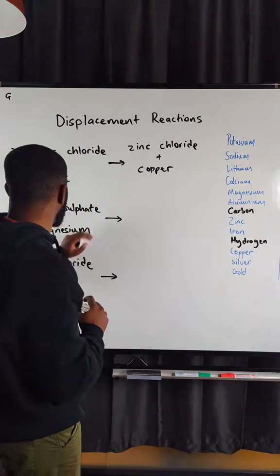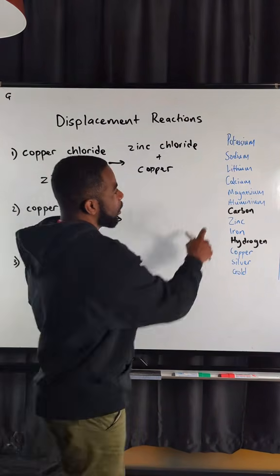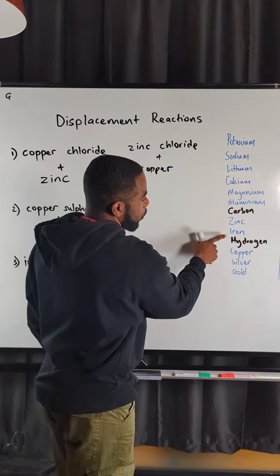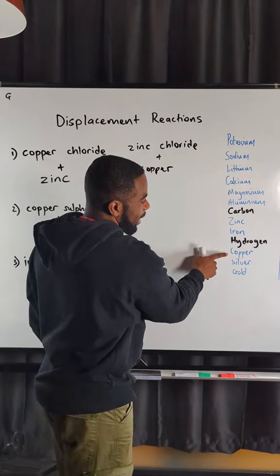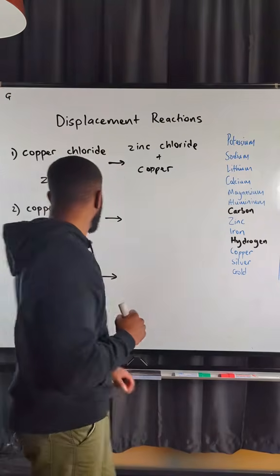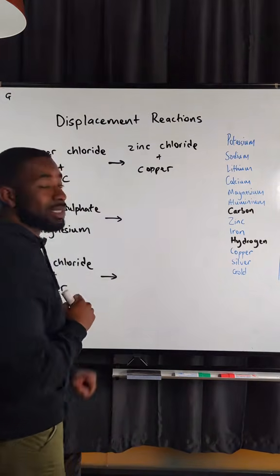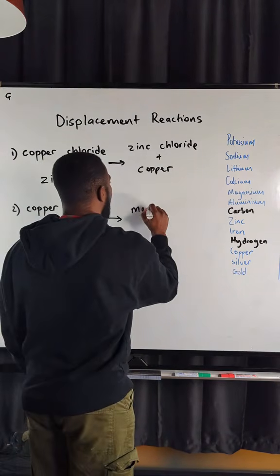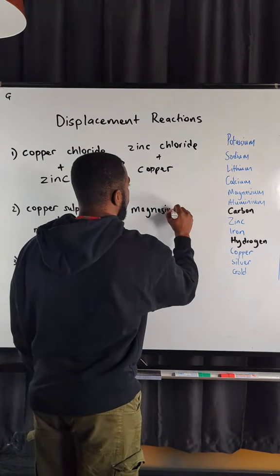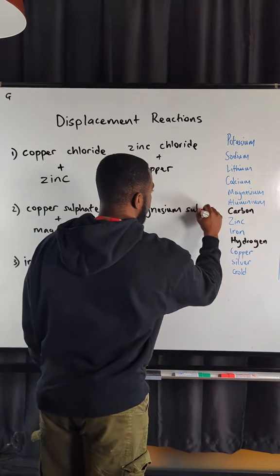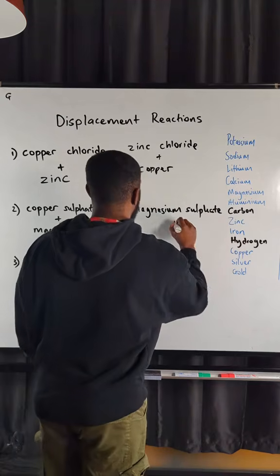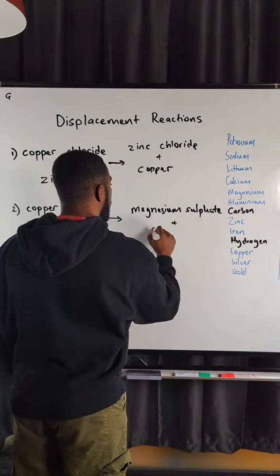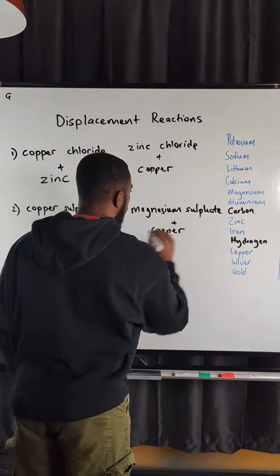So let's see copper sulfate and magnesium. So we're looking at magnesium, comparing it to the copper here, seeing magnesium is higher than copper in the reactivity series. So magnesium should be able to take the place of copper from its compound here. So we end up with magnesium sulfate, and hopefully that fits perfect. And we have our copper again being made as the pure metal.